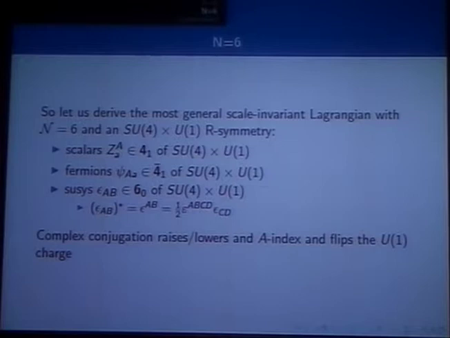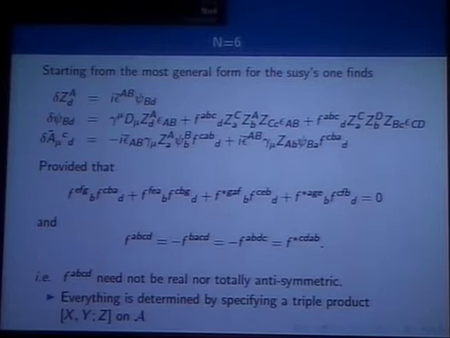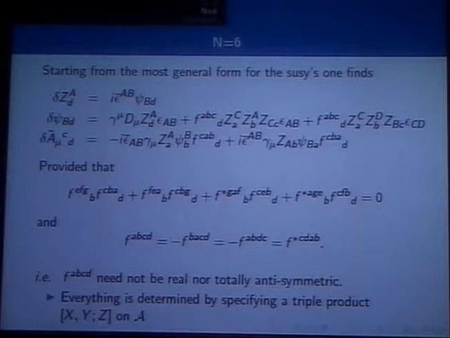So, you can start from the most general form of the supersymmetries. And I claim that once you do the closure, you're left with this. So I wouldn't worry too much about the details. You can certainly look at our paper. More or less, it has a very similar form. This is all controlled by this F.